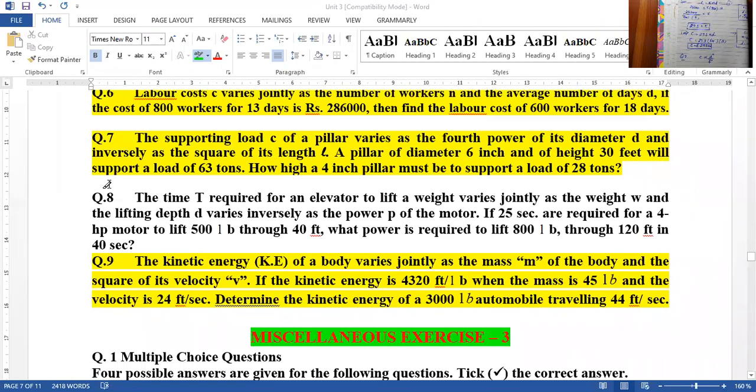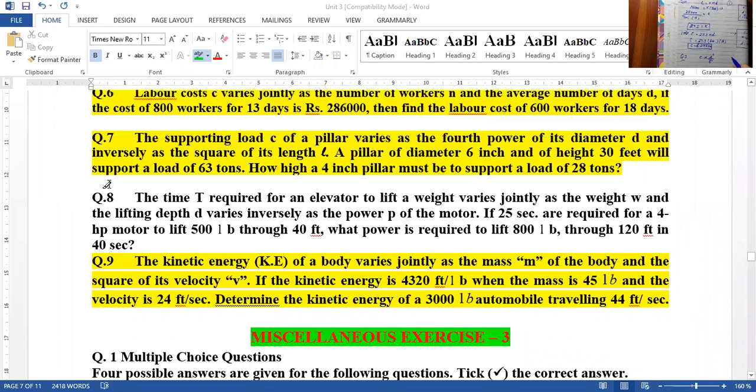So this first line actually helps us connect the formula of C, load capacity, with the diameter of the pillar, and inversely varies as length of the pillar. How high you move on, its loading capacity will become weaker. So if we write the given data, the next line provides us information to find the value of k.